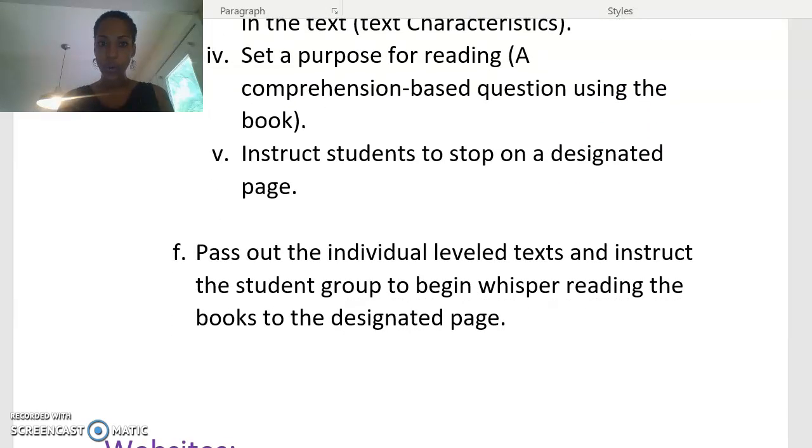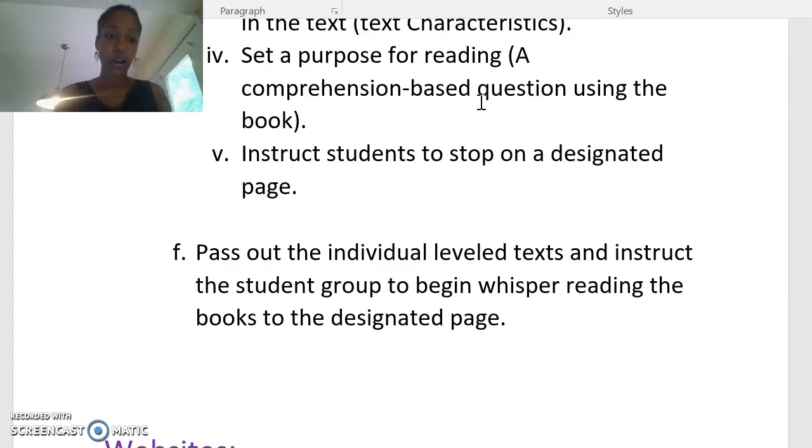Another thing you want to do is set a purpose for reading the book. So let's say you have The Little Red Hen. All right, boys and girls, remember, we're reading the Little Red Hen today. I want you to read to find out what the little red hen does when she finishes making her bread. Does she share with her friends, or does she keep the bread to herself and not share it?